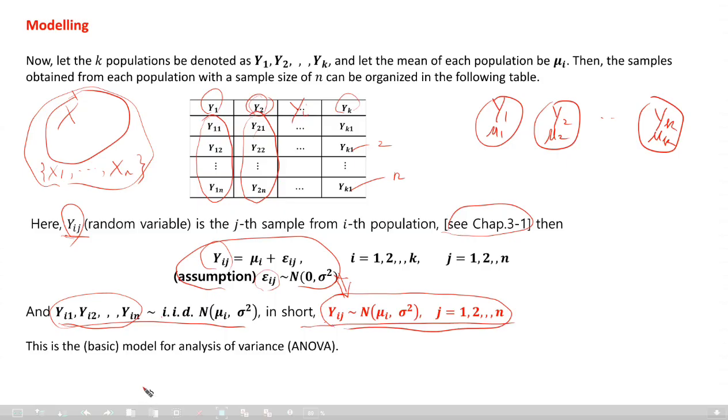So you have to understand how this model comes about later on in this chapter. This is the explanation of the model. So the model is not that difficult a thing. I hope you understand this basic model for this chapter.